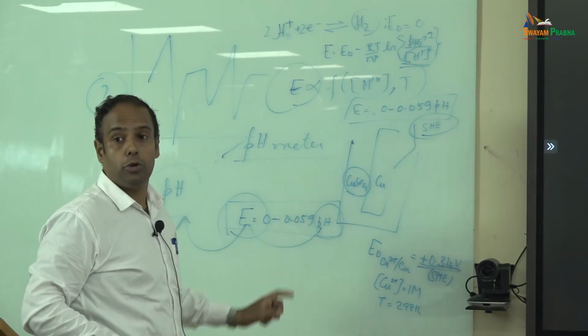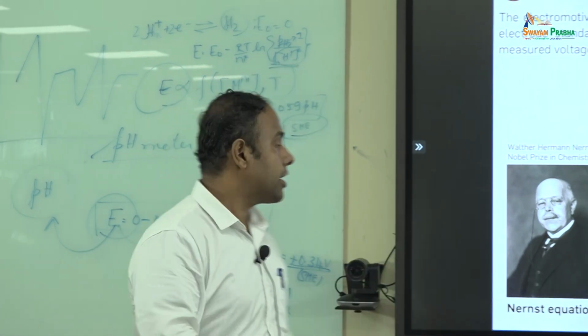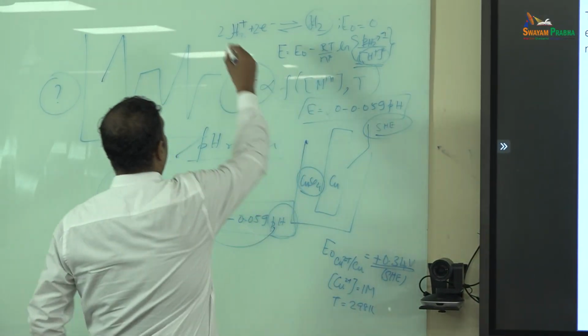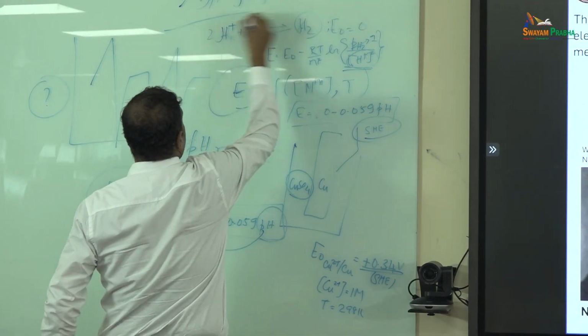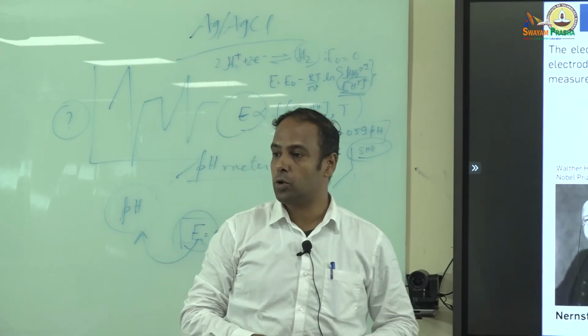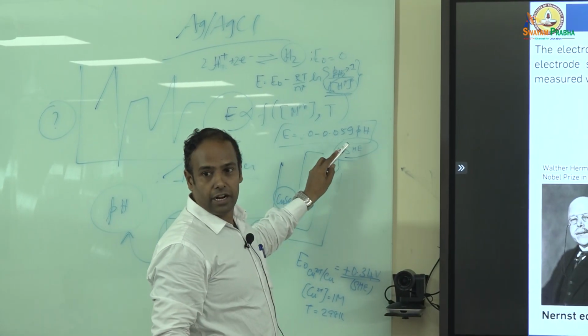and the tool which you use to measure that potential is nothing but a reference electrode, which we use in electrochemistry. That reference electrode is called the silver chloride reference electrode, which is analogous to what we use in the standard hydrogen electrode.